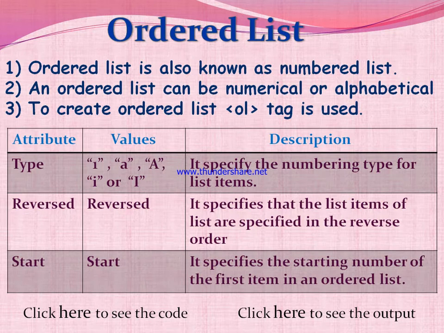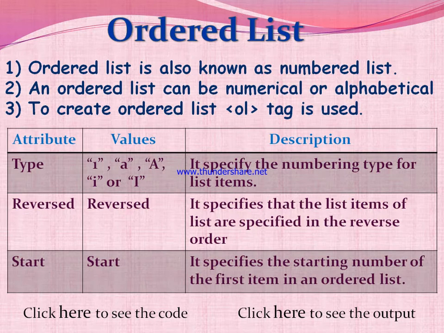The first attribute of the OL tag is type. Its values are 1 as numeric format, small a as alphabet, capital A as alphabet, small i, that is lowercase Roman, and capital I, that is uppercase Roman. So this particular type attribute specifies the format of the list items to be highlighted. The default one is 1. That means the default type of the OL tag is 1.